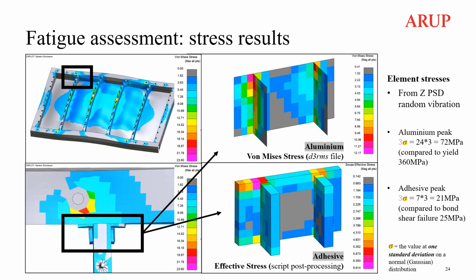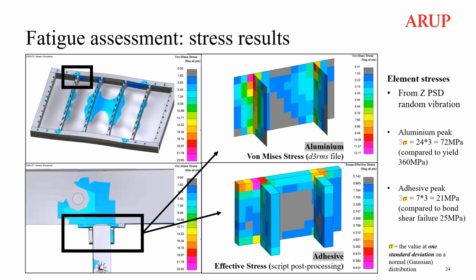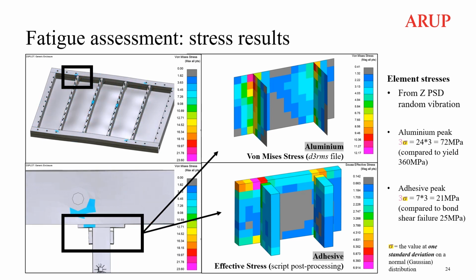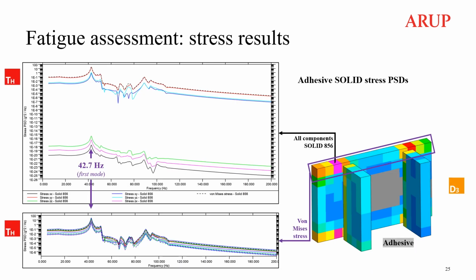By viewing individual element PSD outputs in THIS, it can be seen that a stress peak occurs at the first eigenmode of the structure, and given that this adhesive joint is participating in that first mode, this is a good check that the results make sense. The upper graph shows all components of stress for one solid element, and the lower graph shows von Mises stress plotted for a row of solid elements in this adhesive joint. They all have similar curve profiles with different peak magnitudes corresponding correctly with the contours obtained from the D3RMS file viewed in D3plot.